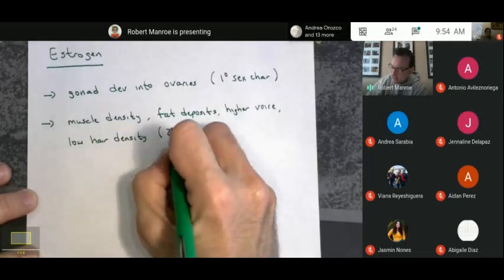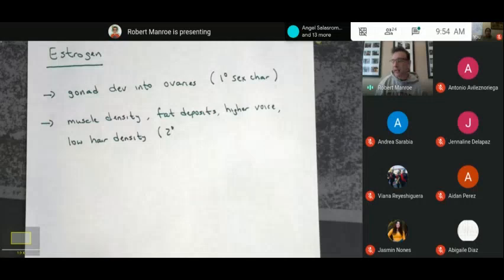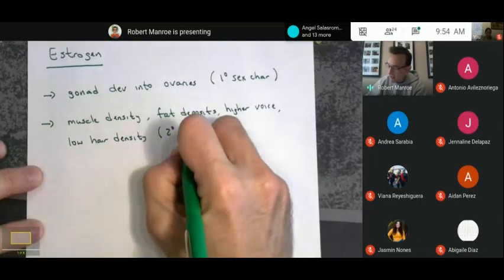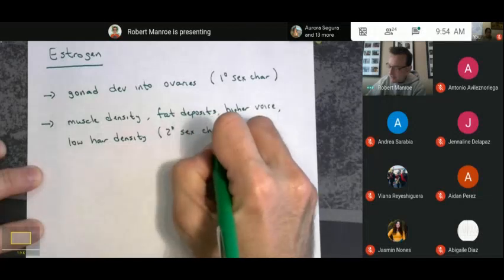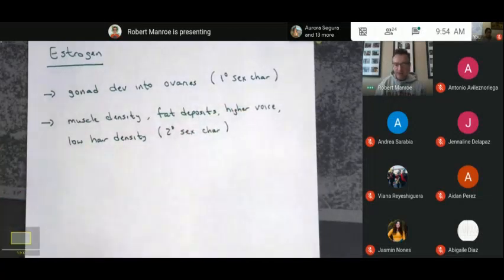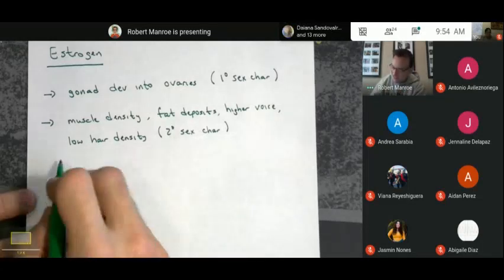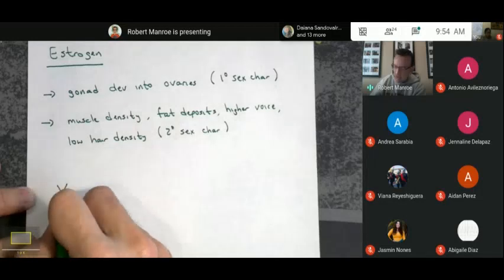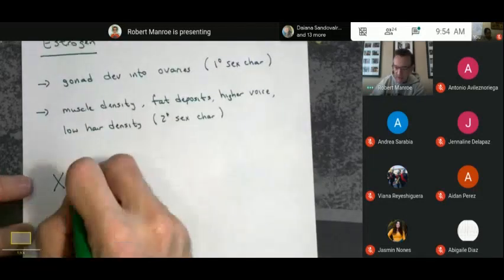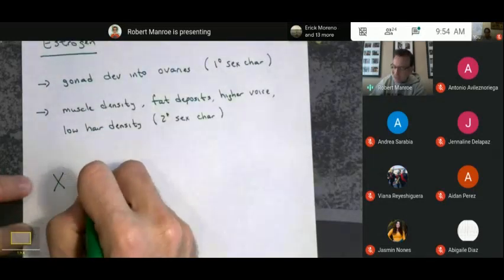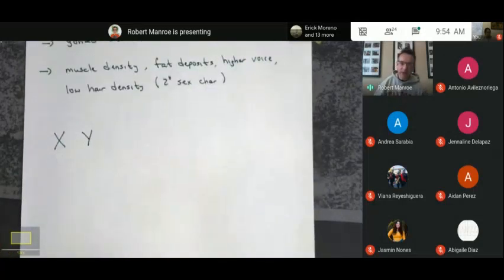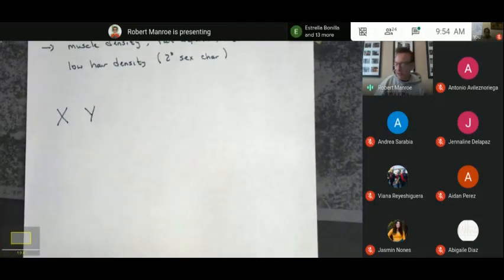These have nothing to do with your fertility. These are indications of your hormone levels, and thus we refer to them as secondary sex characteristics. All right, so if the individual receives an X chromosome from one biological parent and receives a Y from the other biological parent, they are genetically male. Okay.